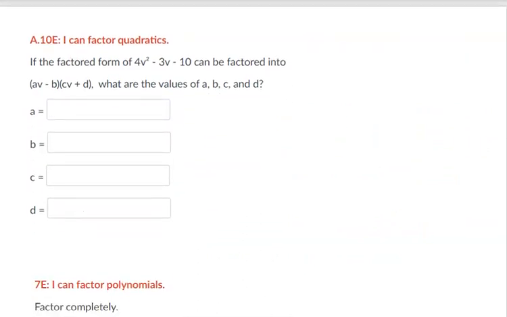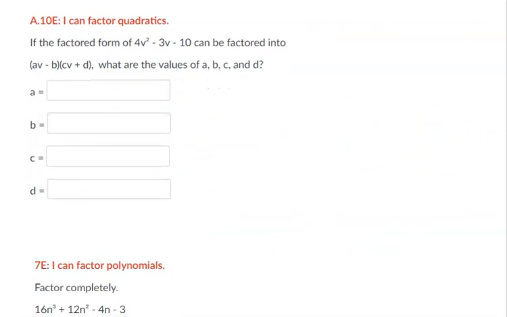Let's look at the next page. A.10e, I can factor quadratics. If the factored form of 4v squared minus 3v minus 10 can be factored into av minus b times cv plus d, what are the values of a, b, c, and d?